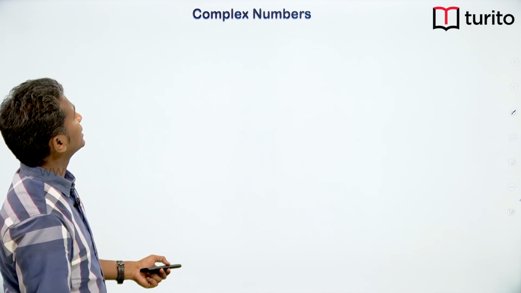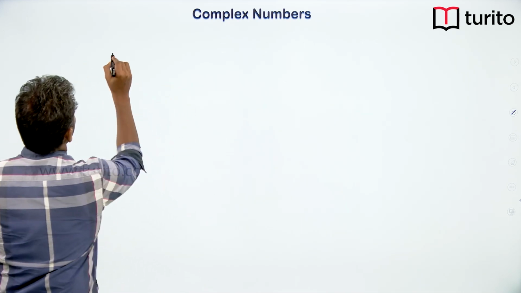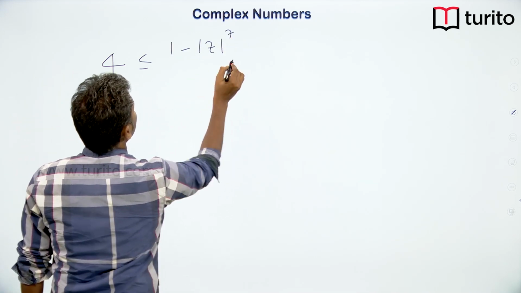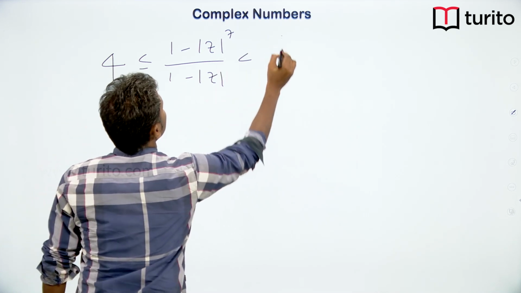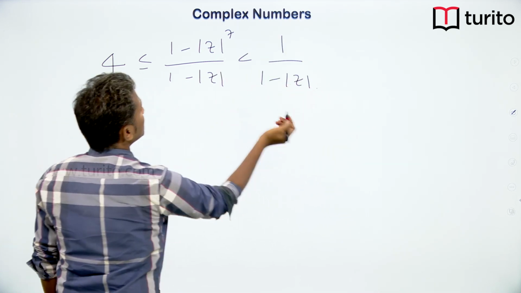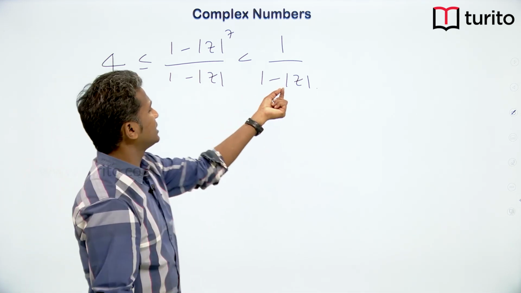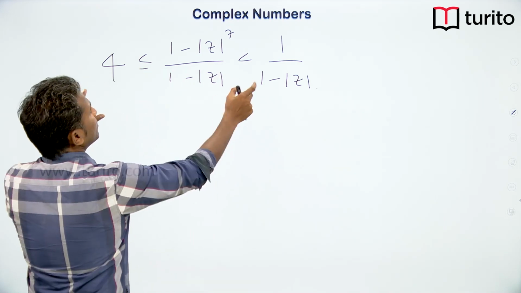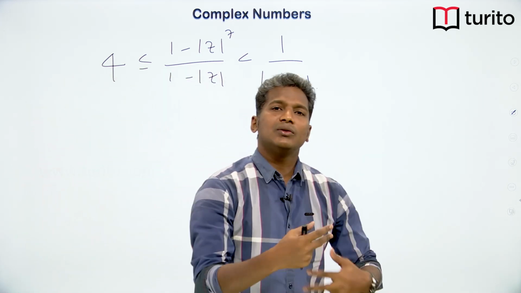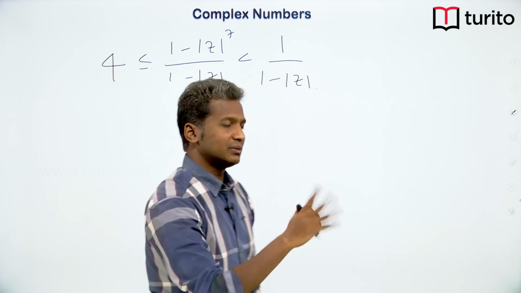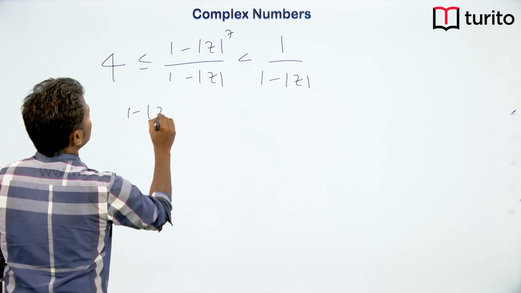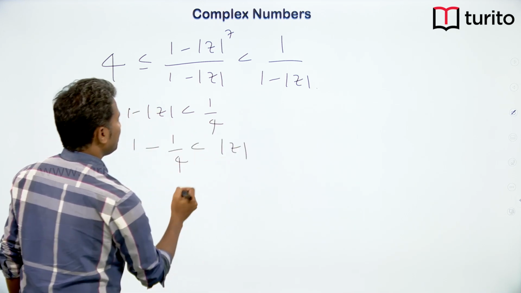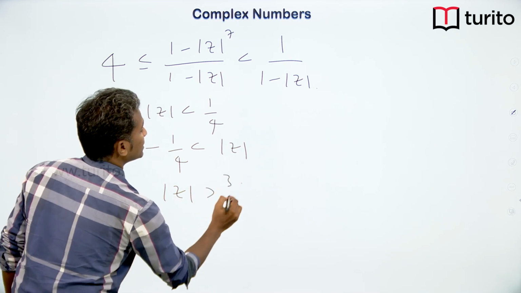Now, let me see if there is vacant space. So, here we got something like 4 less than or equal to 1 minus mod z power 7 by 1 minus mod z, which is less than 1 by 1 minus mod z. Now, I will just simplify it. Because mod z is between 0 and 1, 1 minus mod z is also a positive number. So, if all positive numbers are involved in an inequality, you can cross multiply and just play with it. So, here 1 minus mod z is less than 1 by 4. So, 1 minus 1 by 4 is less than mod z. This means mod z is greater than 3 by 4.